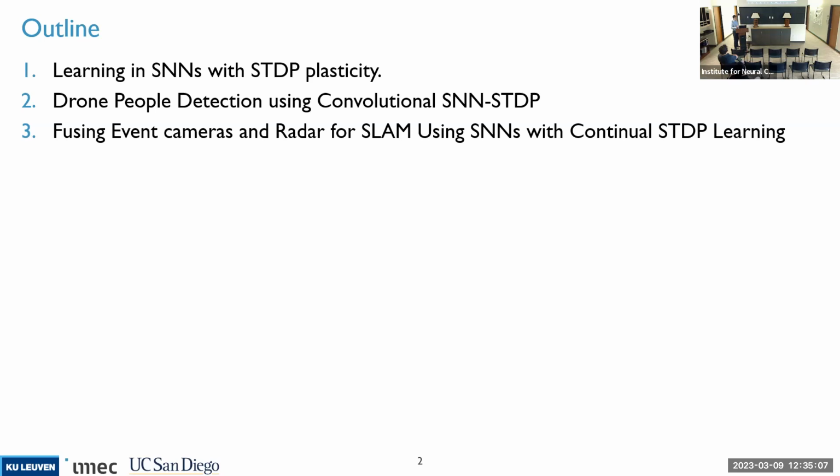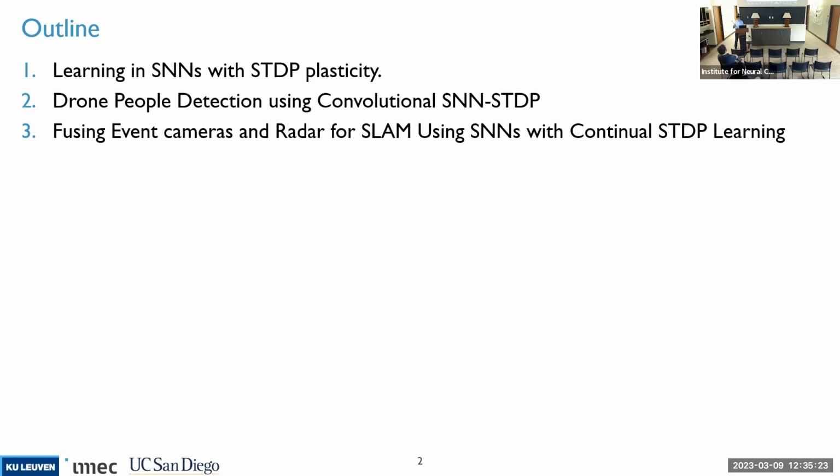Then after that, we'll move towards the first application of this network, for people detection on drones. So we have a drone equipped with an event-based camera, a retinamorphic kind of camera, that will need to detect people as it is flying.